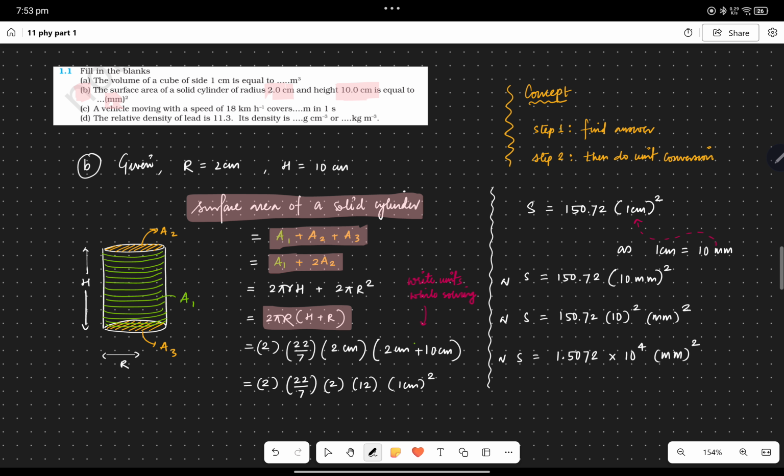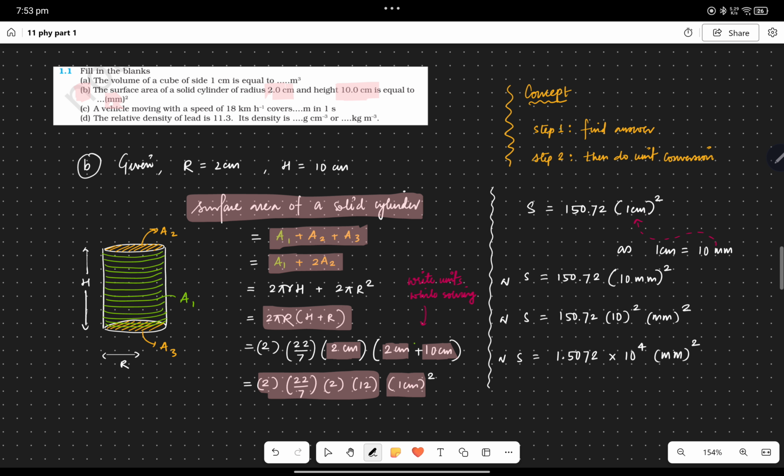Now the important thing is, when you are writing the values, you have to write them with the units. That is what is going to make your calculation more accurate. So you have to write that value with units like this. I have written 2 centimeter, 2 centimeter plus 10 centimeter, and then you have to separate the numerical quantity and the units, you have to write them separately, right?